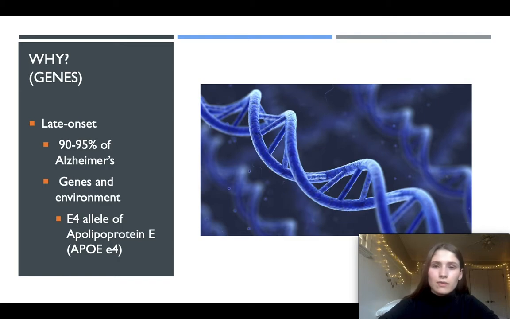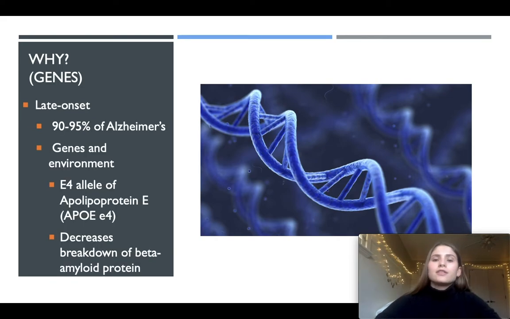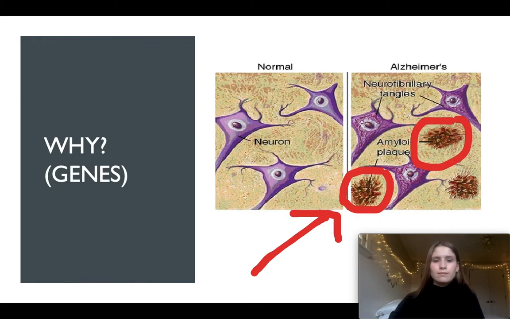So, the allele is the E4, and the apolipoprotein is the gene. Now, what this does is that it decreases your ability to break down these beta amyloid proteins. Now, if you have one allele, you're not as much of a risk as if you have 2 alleles. If you got one from your mom and one from your dad, you would be more at risk. But even then, this isn't a black and white situation. People who have these alleles still don't get Alzheimer's. Oh, and here are these amyloid plaques that would be hard to break down.